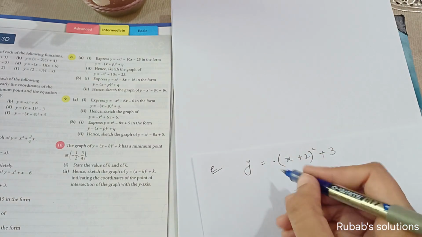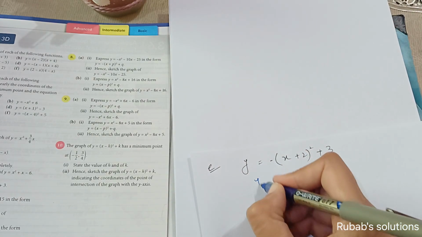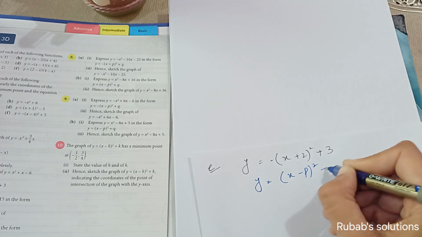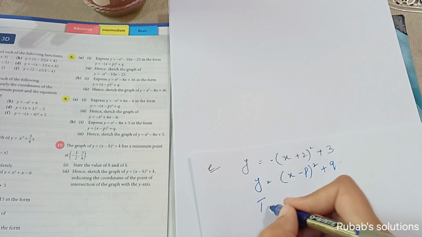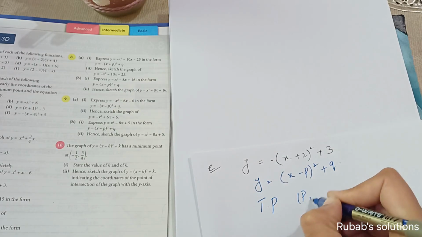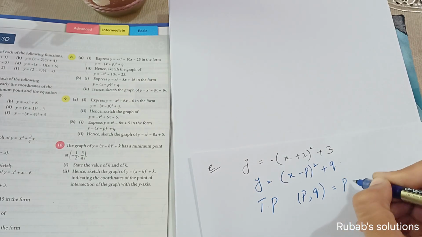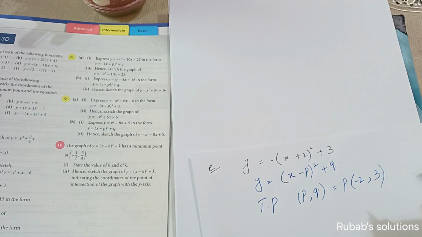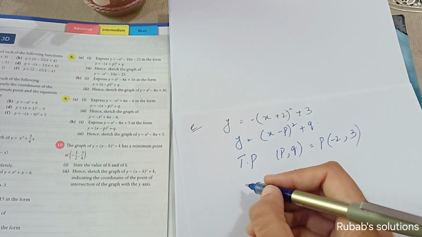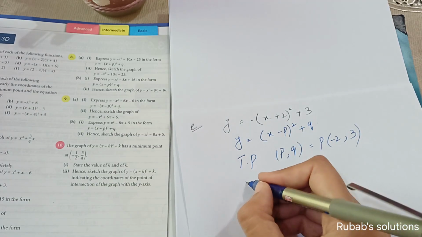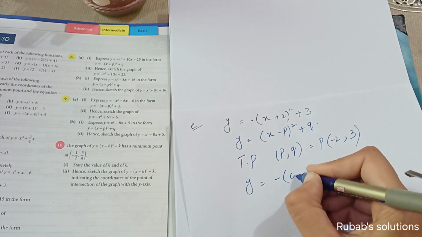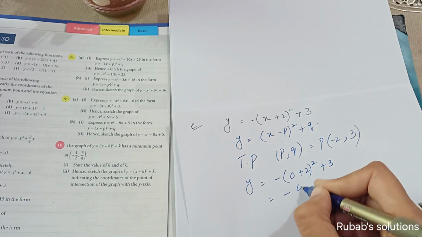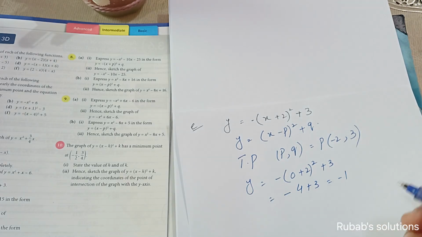Okay, so again for the turning point, this is in the form of (x minus p) whole square plus q. So the turning point is (p, q), where p is equal to minus 2 and q is equal to 3. Minus 2 and 3 are the points. And for y, put x equal to 0: minus (0 plus 2) whole square plus 3. So it will become minus 4 plus 3. So the answer is minus 1.